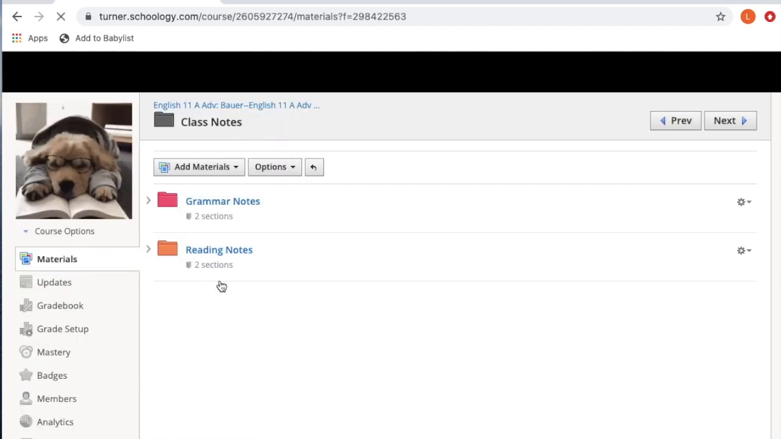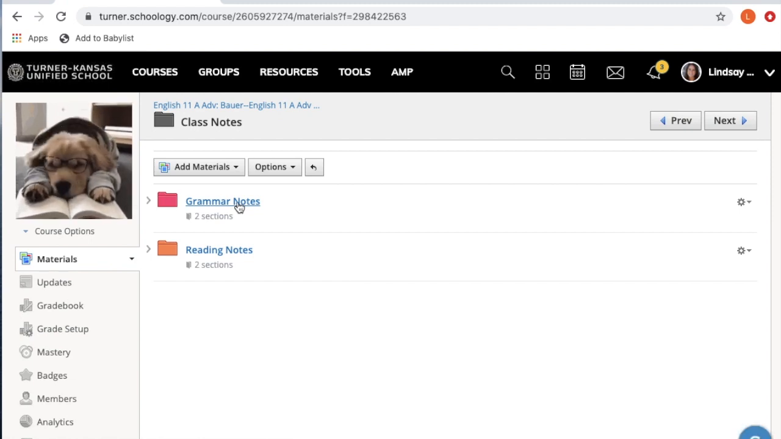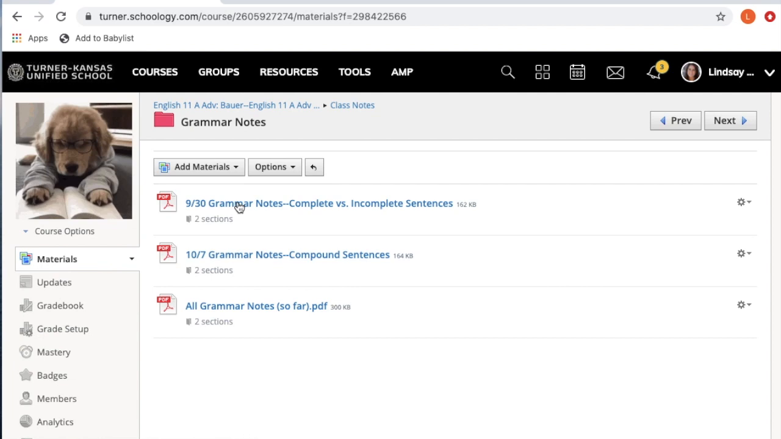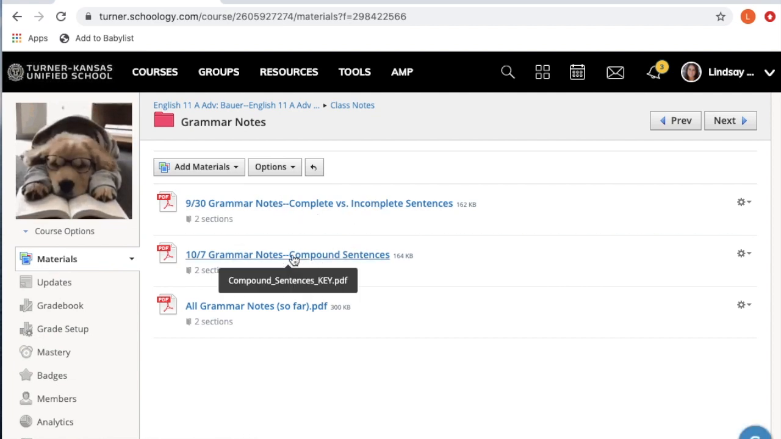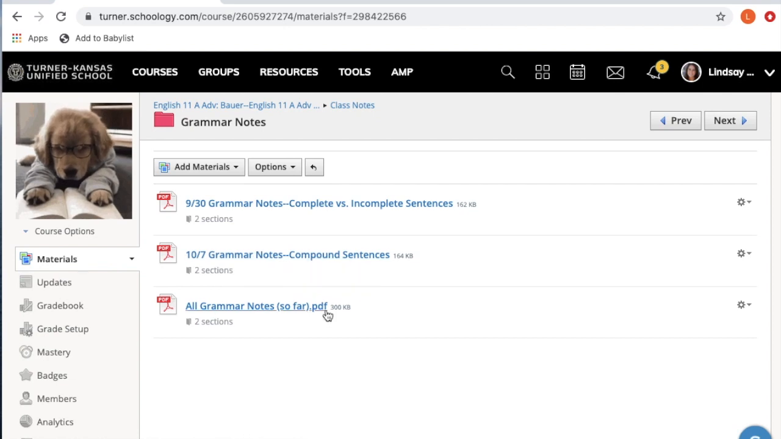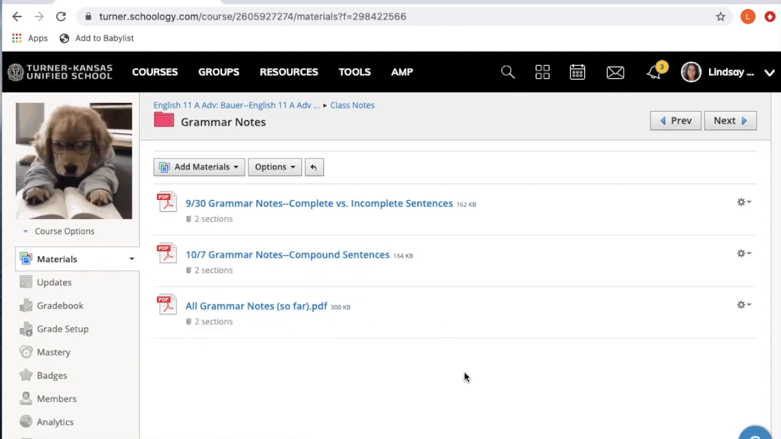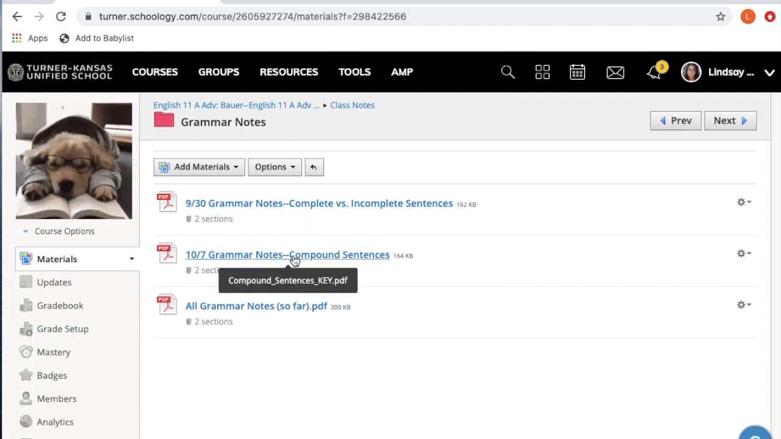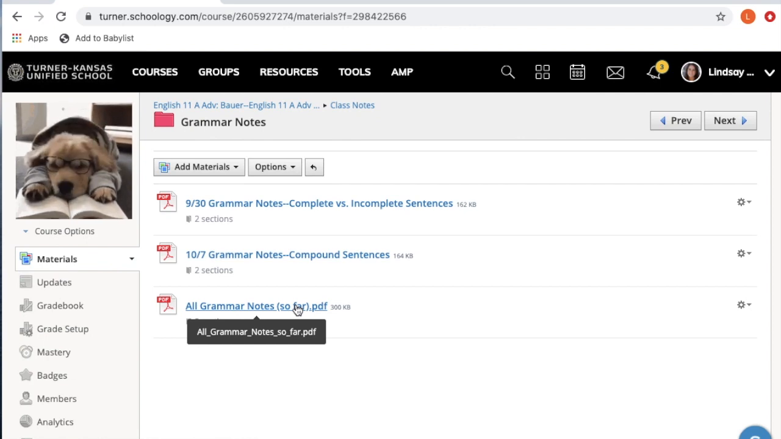So class notes, we are talking about grammar notes on Wednesdays and Thursdays. If you get into your grammar notes, this is stuff from last week. This is stuff from this week that I'm going to talk about in a little bit. This is going to be updated every week. So right now there are just 2 pages of notes there. It's the 9:30 grammar notes and the 10:07 grammar notes. Eventually you're going to have all the notes from all the weeks in this one document.